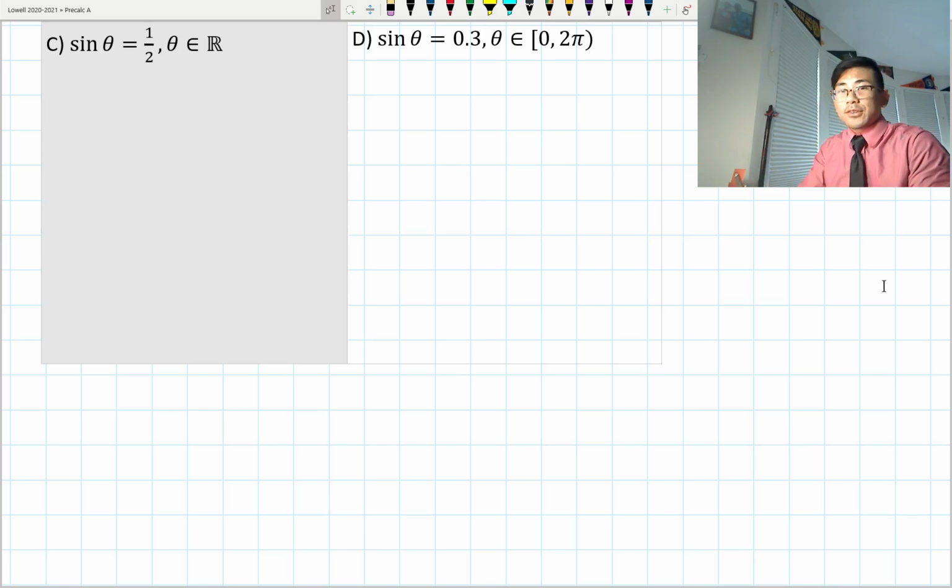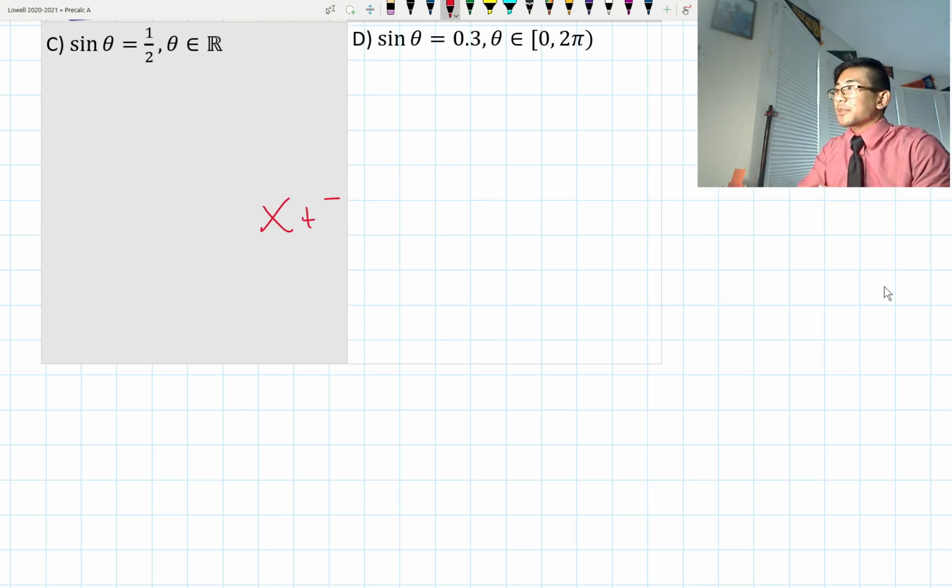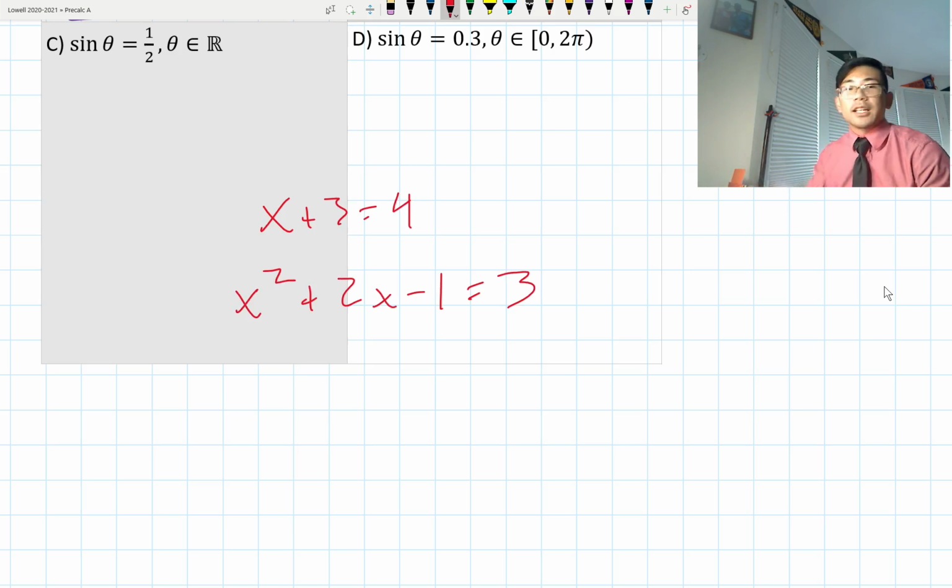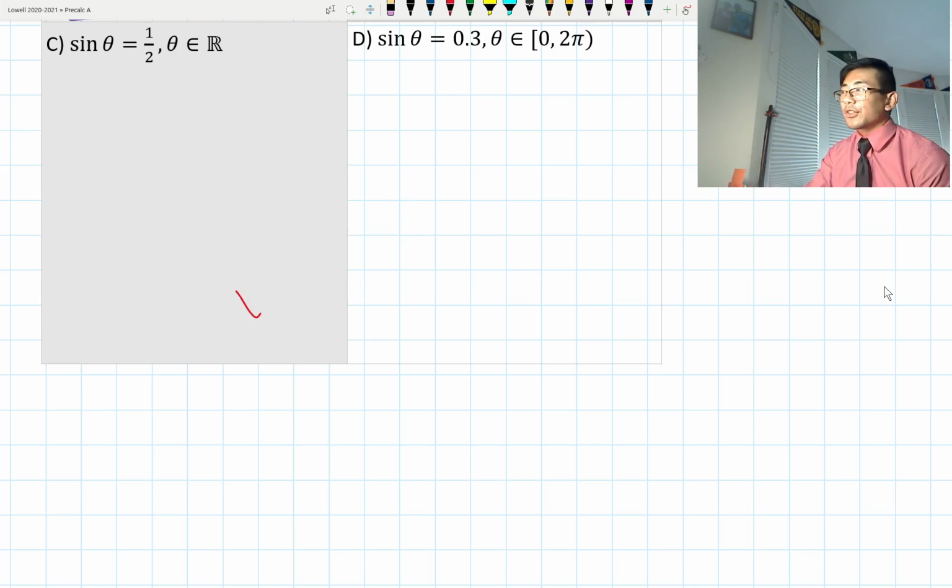So this is an easy equation. If I had something like x plus 3 is equal to 4, that's relatively straightforward. If I had something, say, x squared plus 2x minus 1 equals 3, that's a little bit harder, and so on. So in the grand scheme of things, you've done this before, just not in this context. We've done a couple examples already in class, but let's take a look at this one.